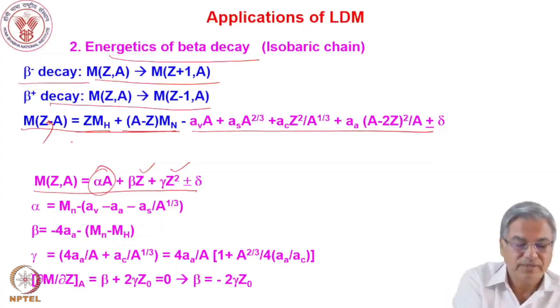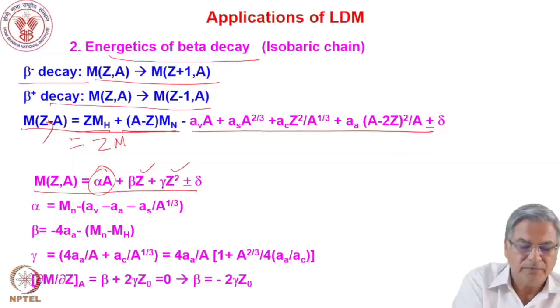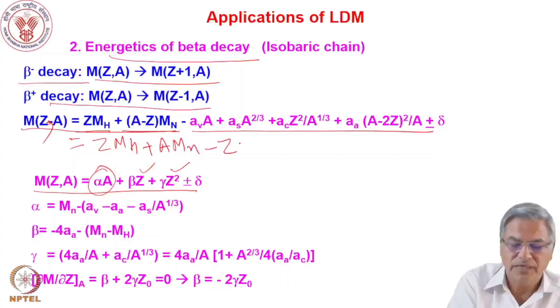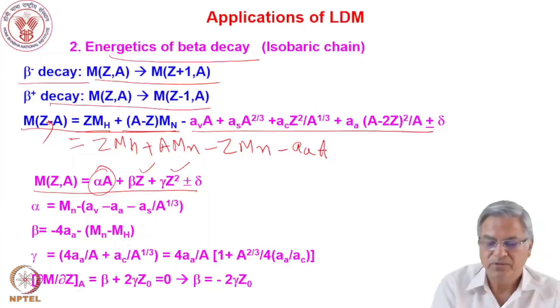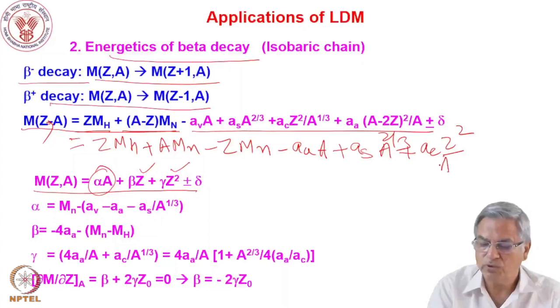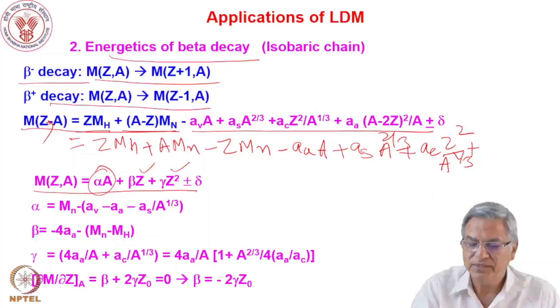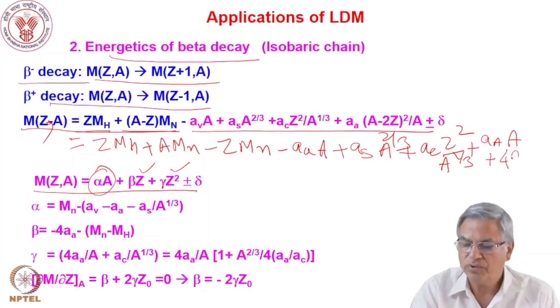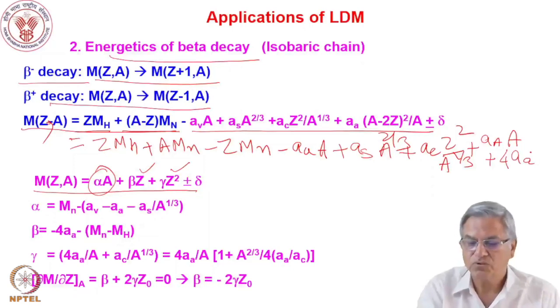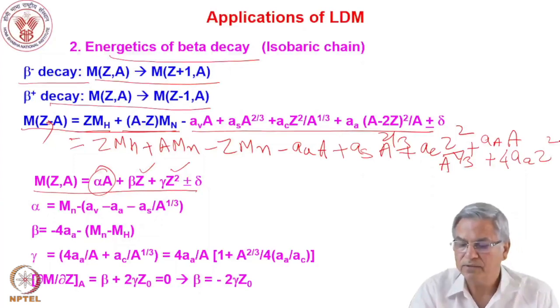So you can write this as Z M_H plus A M_N minus Z M_N minus A a_V plus a_S A to the power 2/3 plus a_C Z square upon A to the power 1/3 plus, opening this square, a_A times A, and A square upon A becomes A, plus 4 a_A Z square, and minus 4 a_A A Z, upon A. The 4 a_A A Z upon A term, the A cancels out, and a plus or minus delta is left.